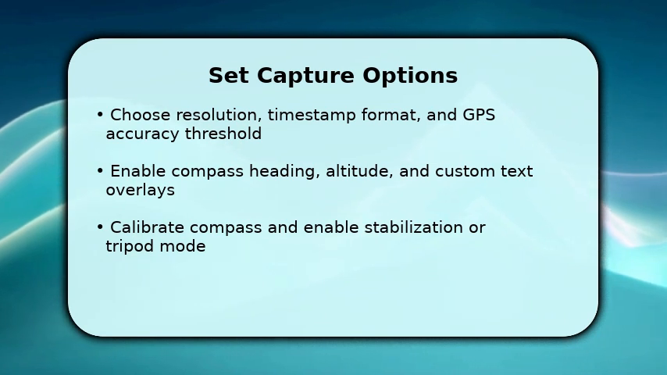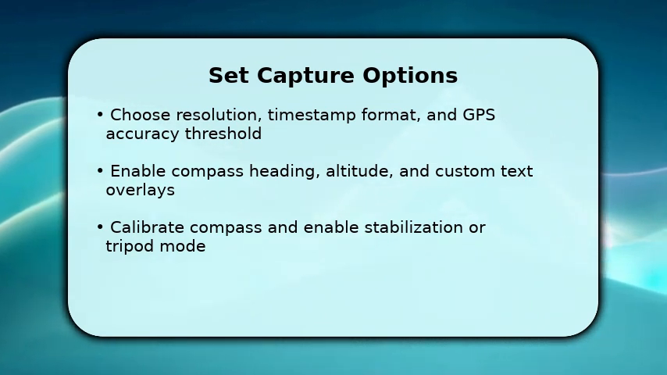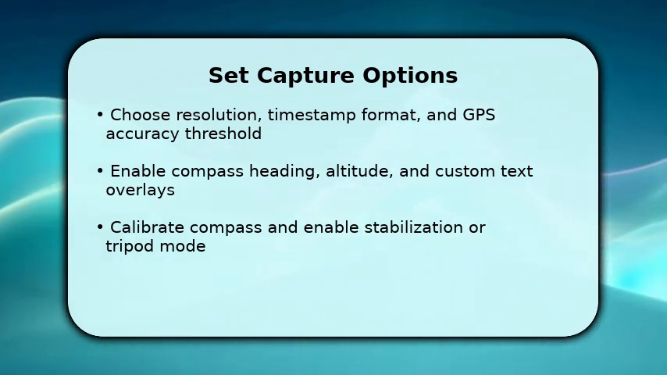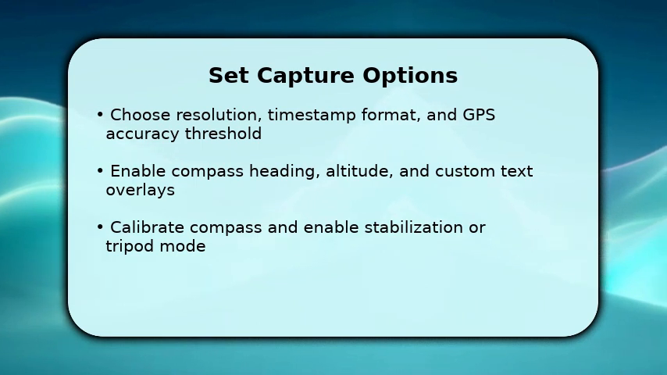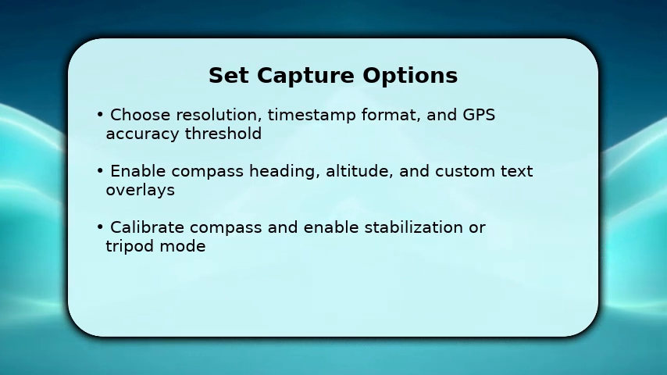Calibrate the compass by rotating the phone if prompted, and toggle stabilization or tripod mode to reduce blur. These settings ensure metadata is reliable and images are clear under varied conditions.